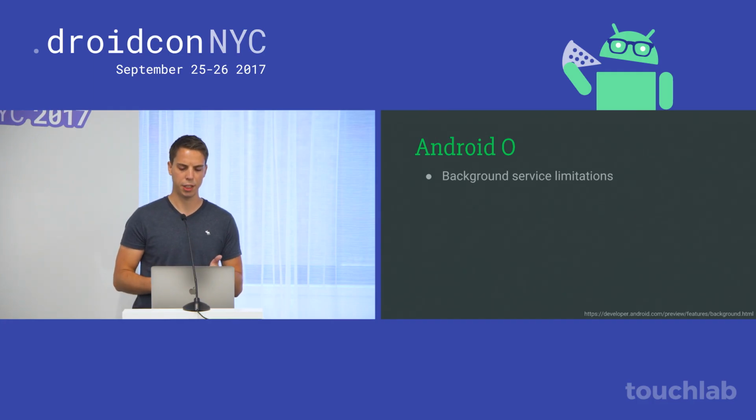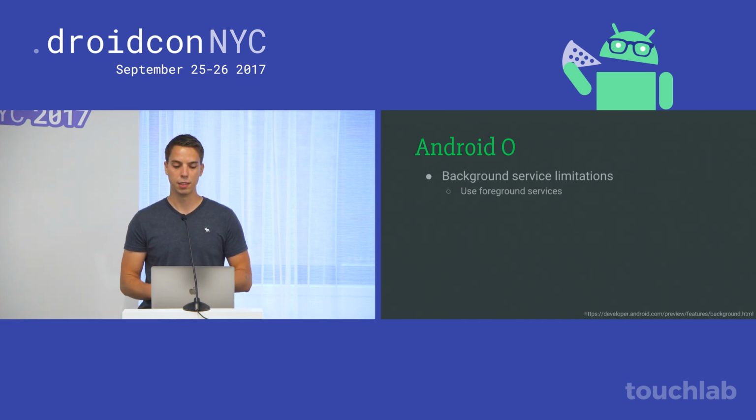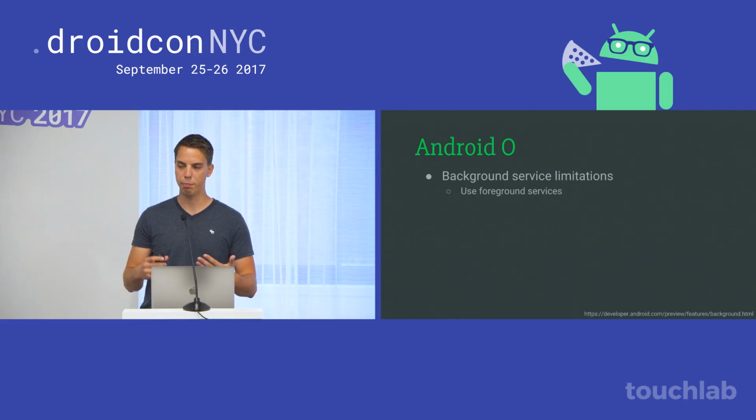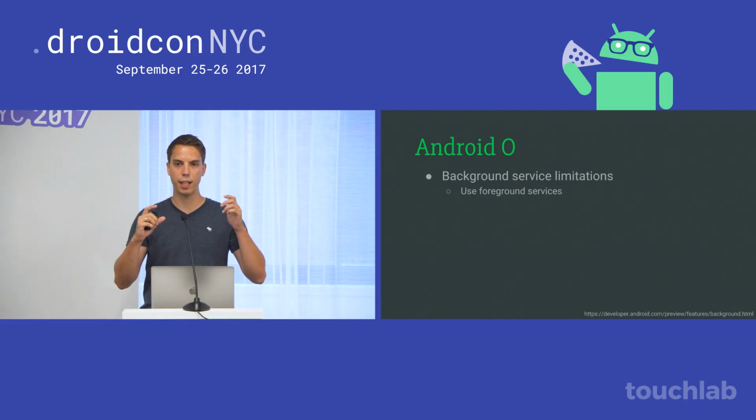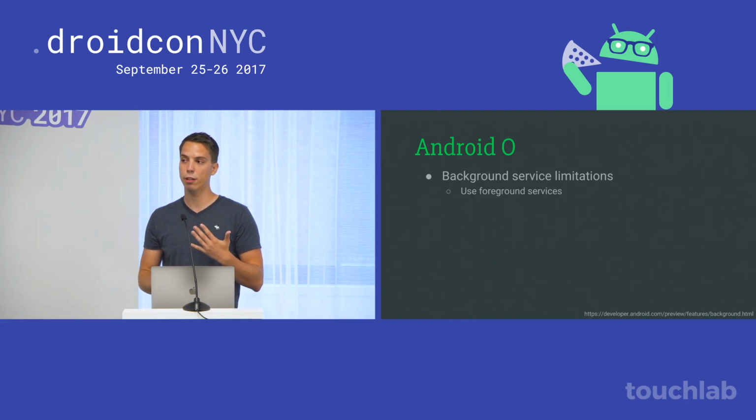This has slightly changed. So the problem was that the user was never aware of if an app is consuming a lot of resources in the background. And now with Android O, you have to use foreground services instead of background services. A foreground service is basically a background service, but the user sees a notification on the screen. And the user is aware of it, that the app is running and doing some stuff in the background.